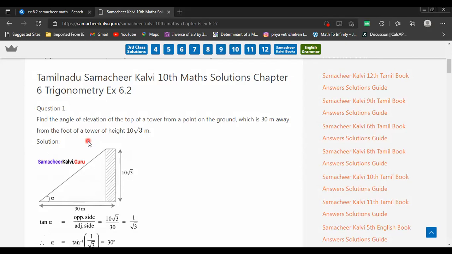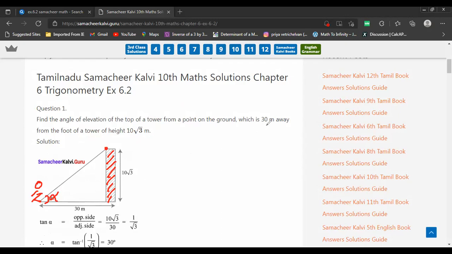So here, the angle of elevation of the top of a tower from the point on the ground. So assume you are standing here. The tower is here. You are looking at the top of the tower from here. So you are getting the angle of elevation over here. So we have to find out this alpha now.